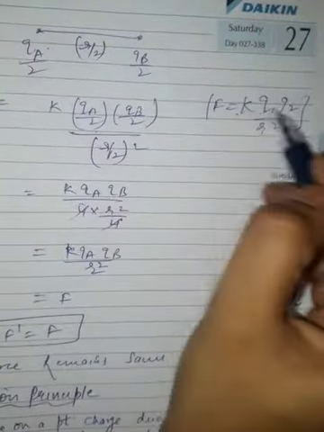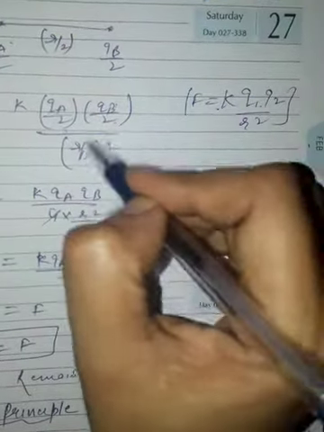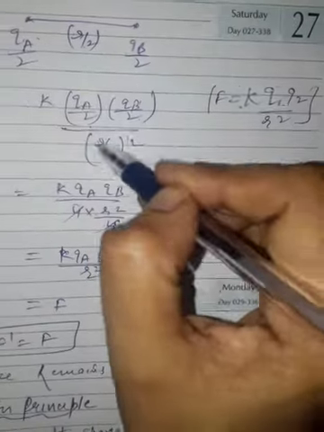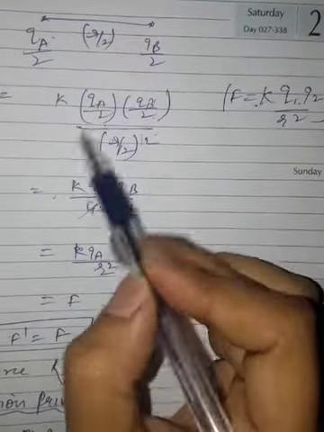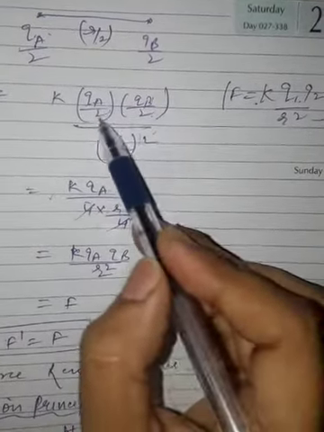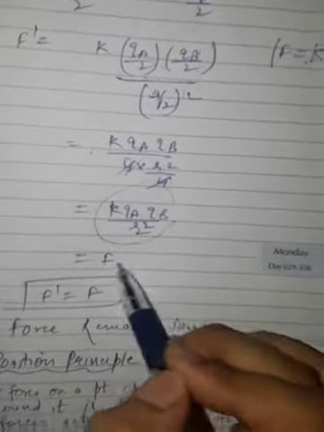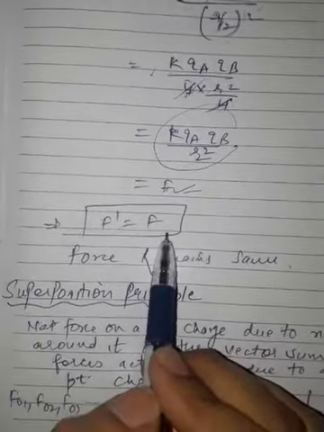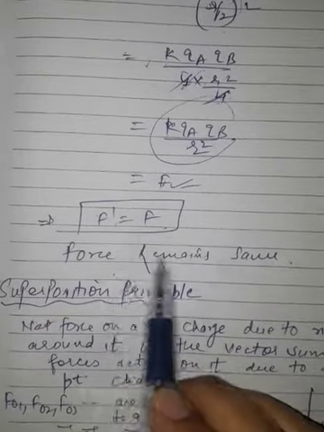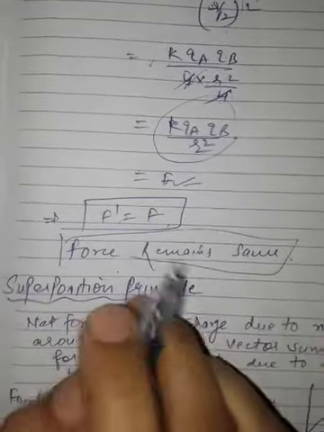K, what is the first charge? QA by 2. What is the second charge? QB by 2, divided by distance square. What is the distance? R by 2, whole square. When you solve, K QA into QB, this is 2 into 2, 4, over R square by 4. The 4 will be cancelled out. So this is again the same force. The new force and the previous force are the same. The force remains the same. There is no change in the force.